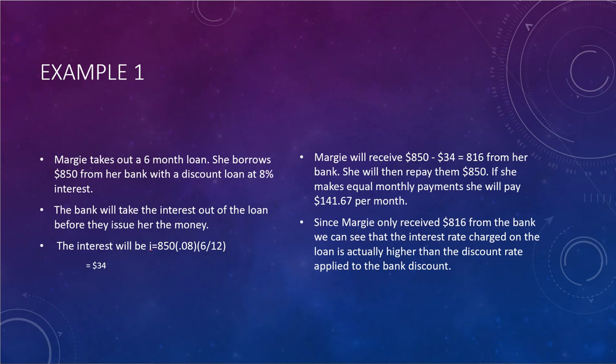Either way, we need to look at the fact that Margie only received $816 from the bank, but they charge interest on the amount of $850. So there is some disparity between the percentage they say they're charging, 8%, and what really is happening. So we want to keep looking at this one a little farther.